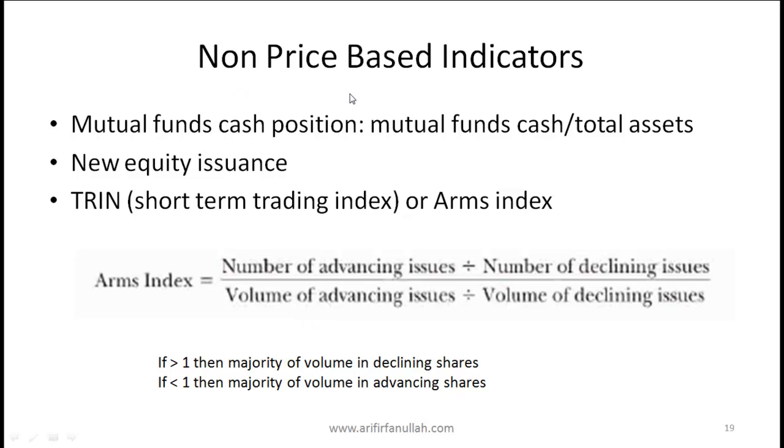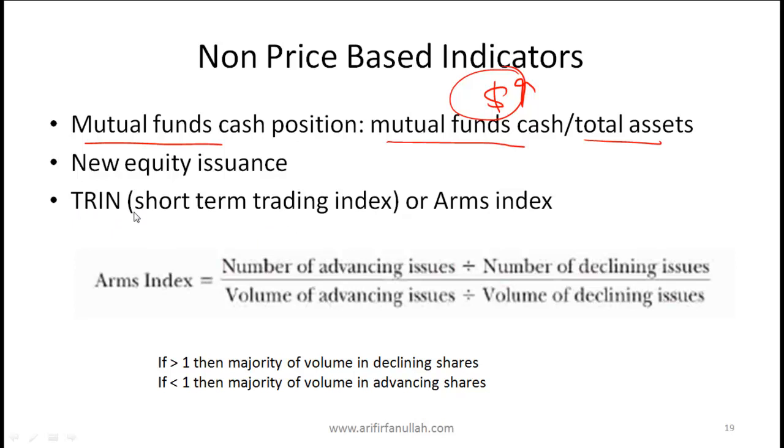Continuing with non-price based indicators, you have mutual fund cash position. This refers to the amount of cash held by mutual funds divided by total assets, typically stocks, bonds, etc. If the amount of cash is high, this is a bearish signal because it indicates that mutual fund managers do not expect stock prices to go up, and hence they have put a lot of money in cash. New equity issuance would be a bullish sign.